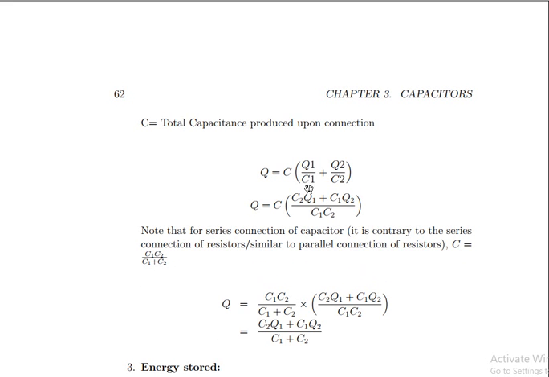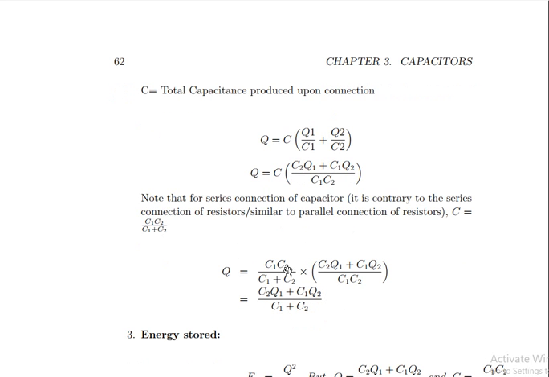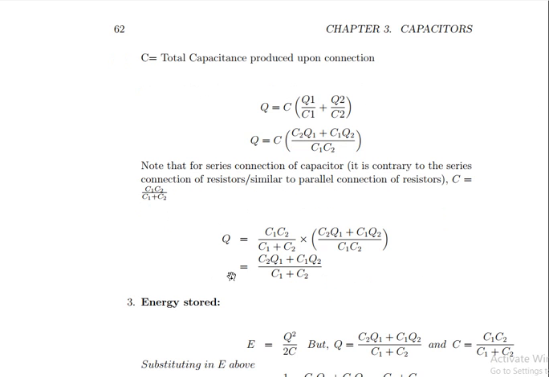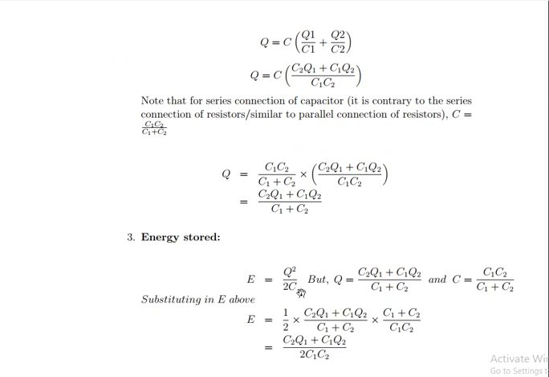So when you have this, you are going to have Q equal to C1 C2 all over C1 plus C2 times this part here, because when you change it, you're going to have C1 C2 here at the denominator. You're going to have C2 Q1 plus C1 Q2 here. So when you multiply times this other part, this is going to cancel here, and this is going to stay in the denominator. So Q is going to be equal to C2 Q1 plus C1 Q2 all over C1 plus C2. So this is the charge which is going to be produced.